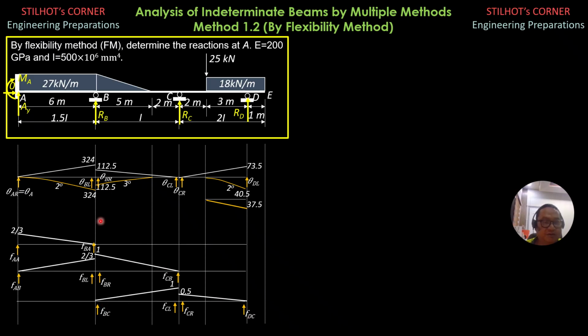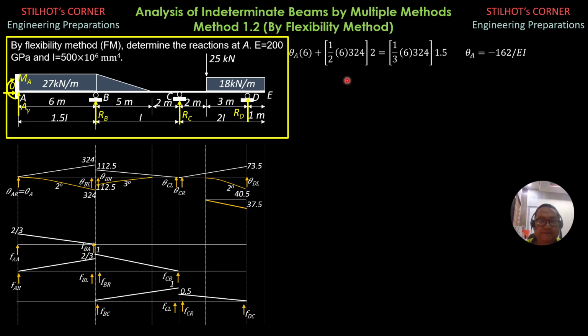So first, let's solve for theta A. We sum up moments about the right equals 0. So theta A times 6 plus 1/2 of 6 times 324, moment arm is 2, equals 1/3 of 6 times 324 times 6 over 4, or 1.5. So theta A is equal to negative 162 over EI.